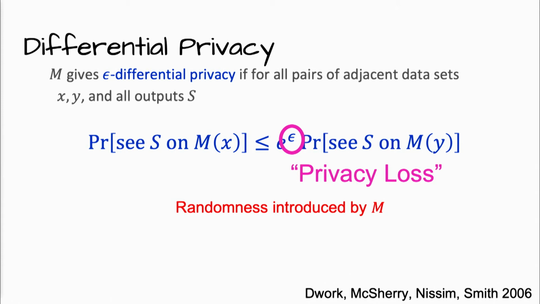Okay. The probability that we observe S when the data set is X is at most e to the epsilon times the probability of that same event when the database is Y. So this is where epsilon comes in, that factor e to the epsilon. And notice that this was true for all X and Y, so if I switch the roles of X and Y, I get the other inequality as well. So their ratio is constrained to be within e to the epsilon and e to the minus epsilon. And the randomness in these probabilities is what's introduced by the coin flips in our algorithm.